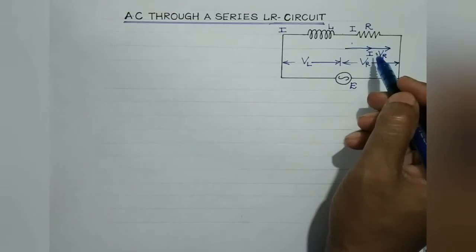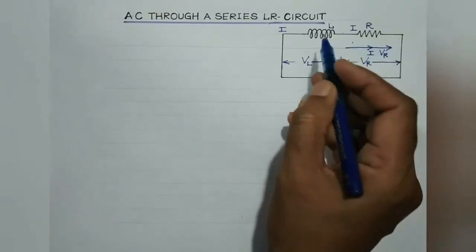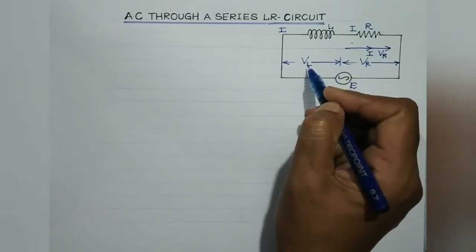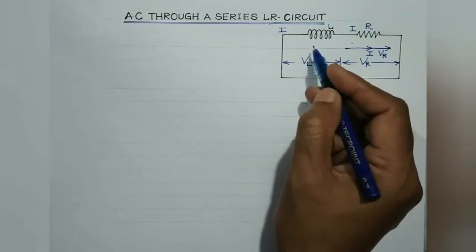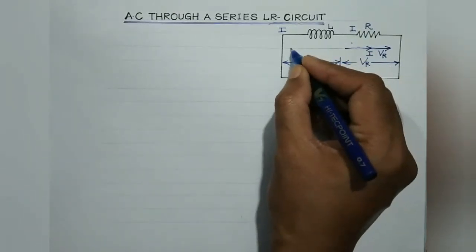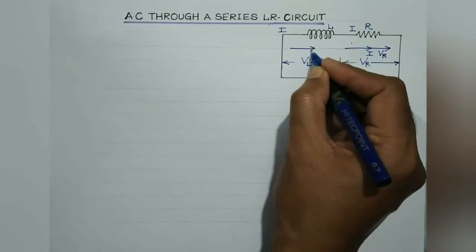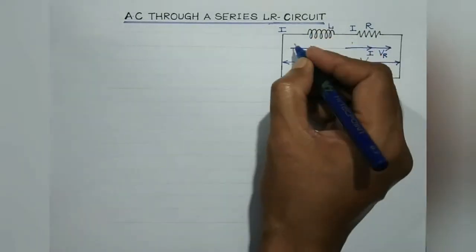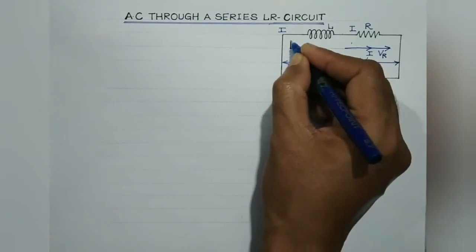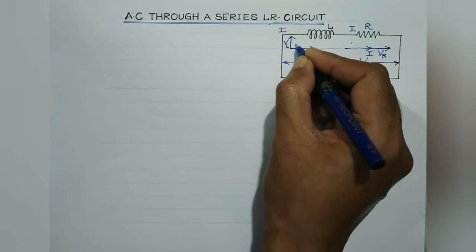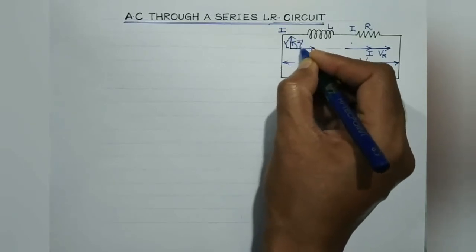On the other hand, students, when AC current flows through an inductor, we are aware that the voltage, that is in this case VL, will lead the current by phase angle of pi by 2. So if we represent the current by this, then VL leads the current by phase angle of pi by 2. So this will represent VL, and this angle is pi by 2.